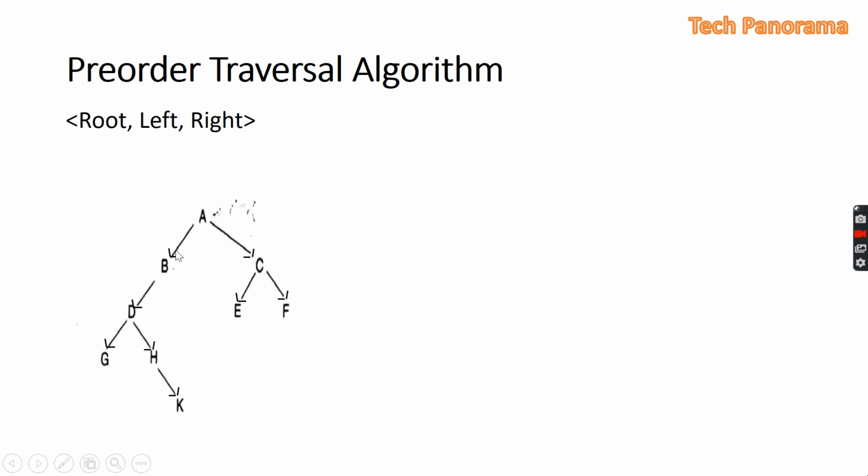For example, if we are moving from A to B, B to D, and D to G, now we will process the H. But to process the H, we need the D, and we cannot move from G to D, as D contains the address of G, but G does not contain the address of D. So the right part cannot be processed as we cannot move from bottom to top. So there is a need to store the right part of the tree in some temporary memory. That memory we use is the stack.